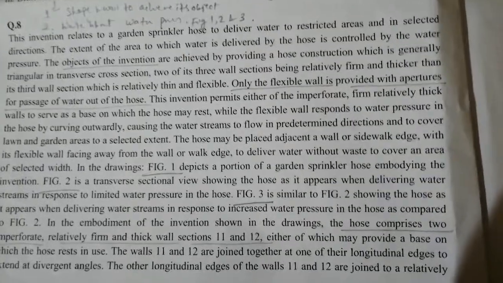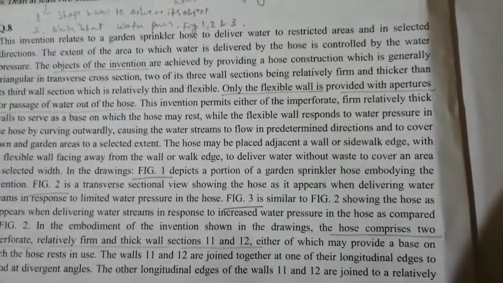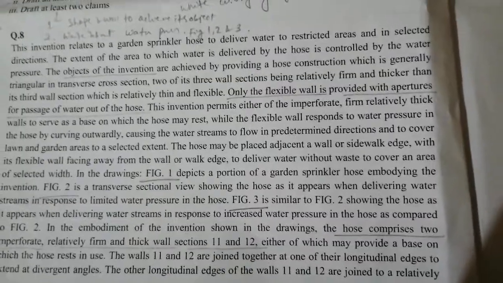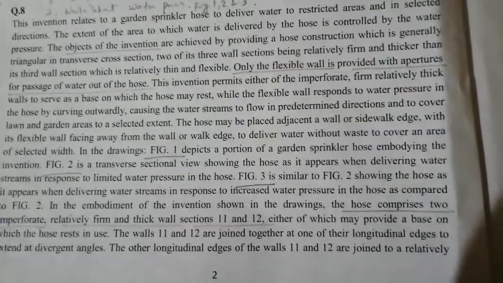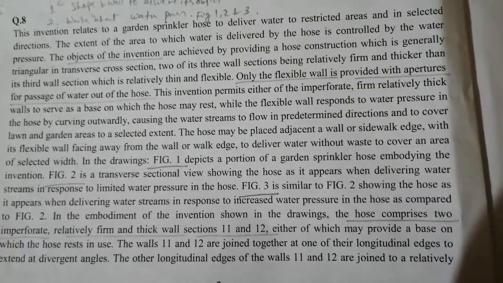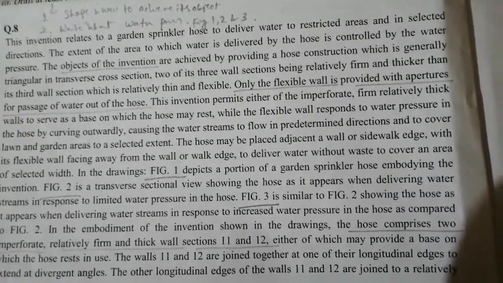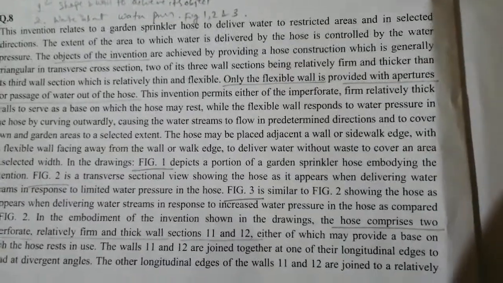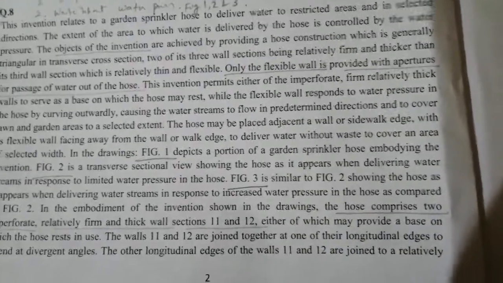This invention relates to a garden sprinkler hose to deliver water to restricted areas and in selected directions. The extent of the area to which water is delivered by the hose is controlled by the water pressure. The objects of the invention are achieved by providing a hose construction which is generally triangular in transverse cross-section, 2 of its 3 wall sections being relatively firm and thicker than its third wall section, which is relatively thin and flexible. Only the flexible wall is provided with apertures for passage of water out of the hose.